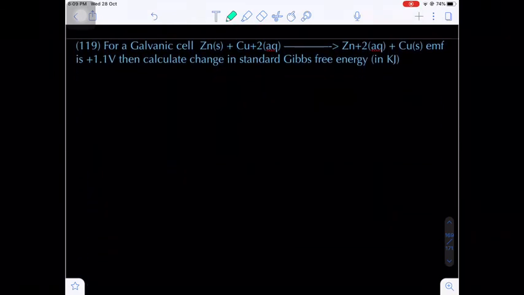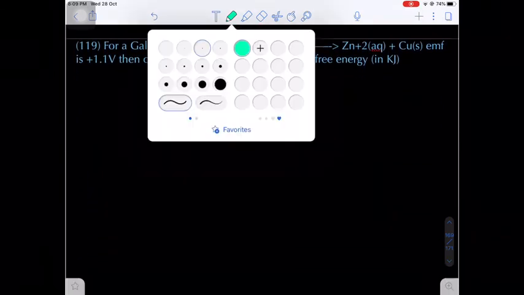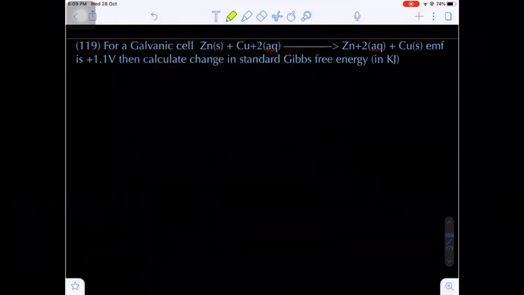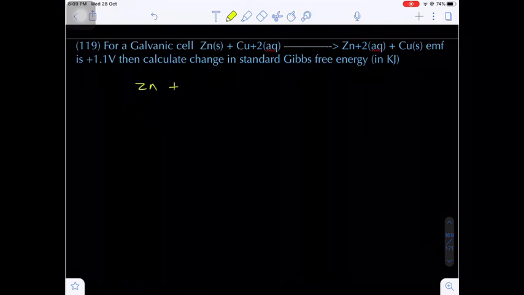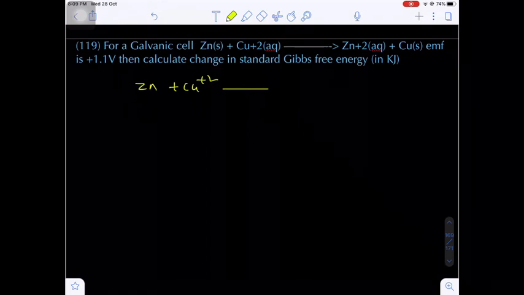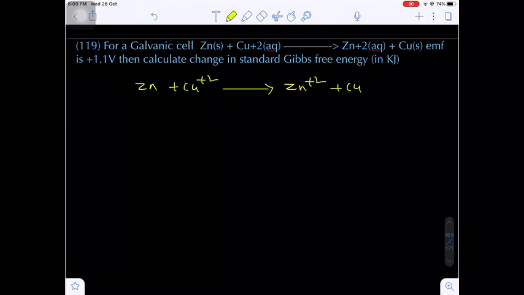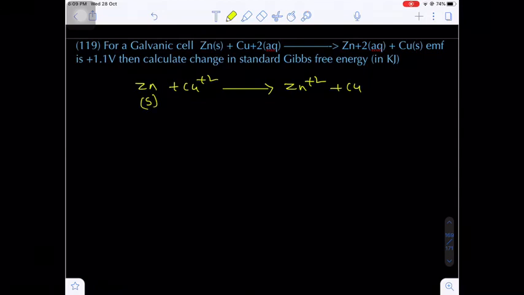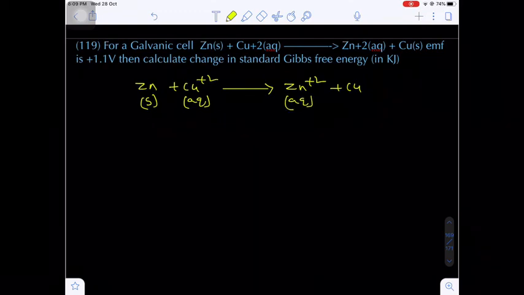Now question number 119, the last question. In this question, for a galvanic cell Zn plus Cu plus 2, we know galvanic cell is a device in which the chemical energy is converted into the electrical energy. We will discuss this topic in detail in the electrochemistry chapter. So zinc is a solid, copper plus 2 is an aqueous ion. So zinc undergoes oxidation and cupric ion gets reduced to metallic copper.